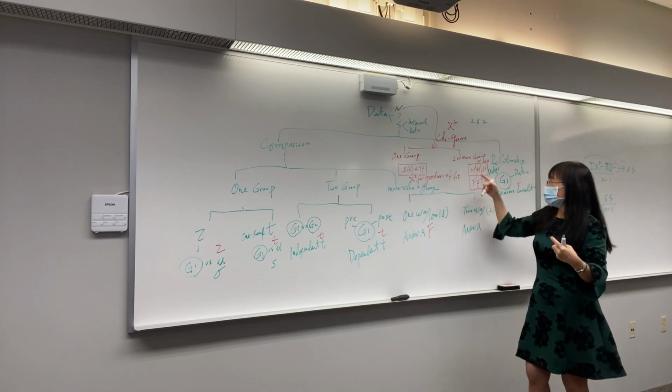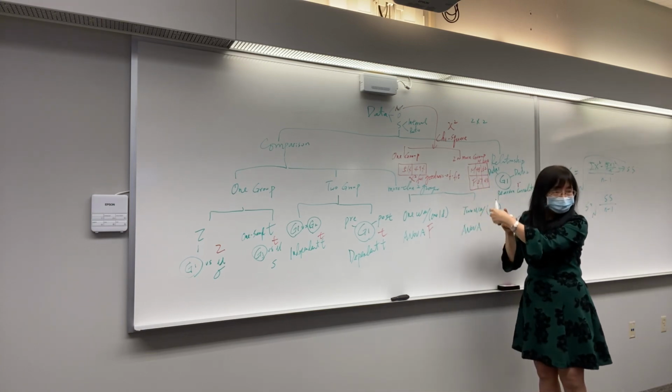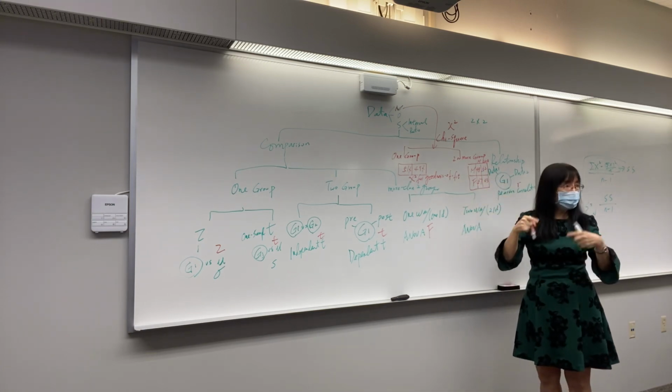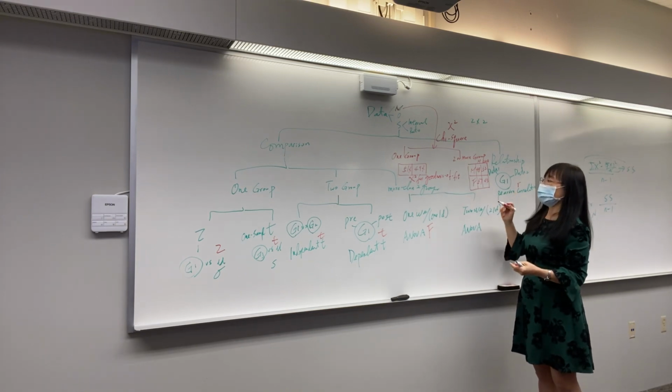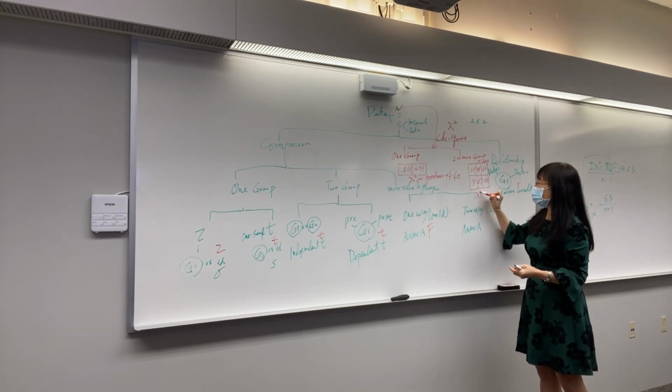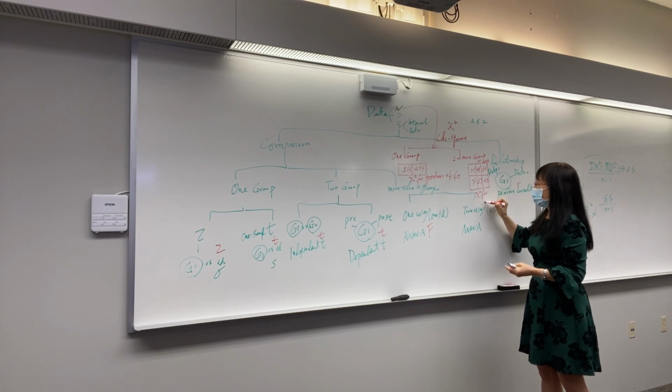Then you can also have 3 groups, 4 groups to do this kind of association. Then this one is called chi-square for independence.